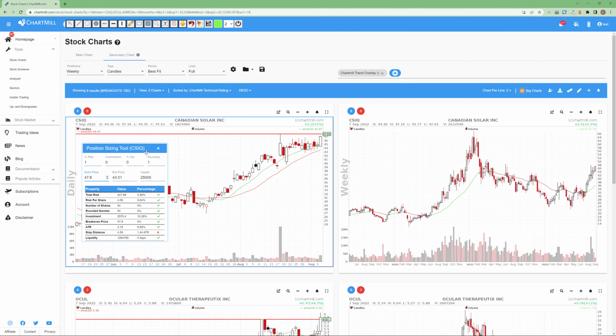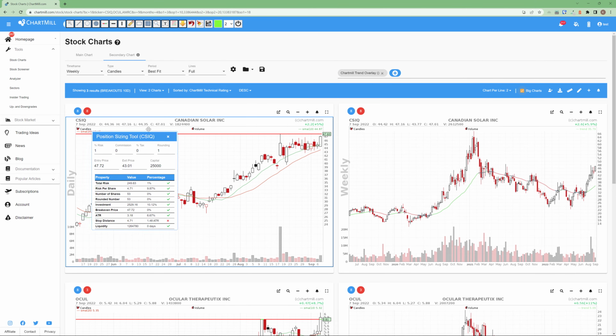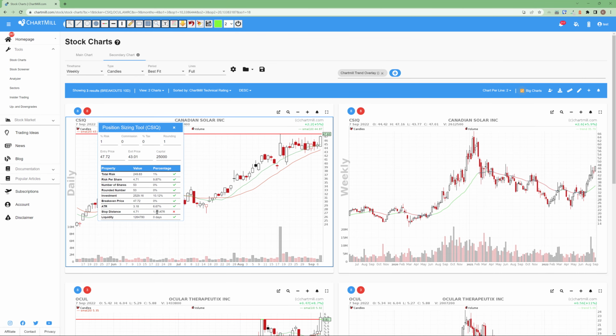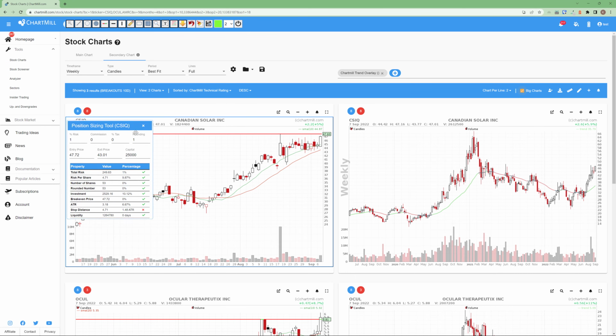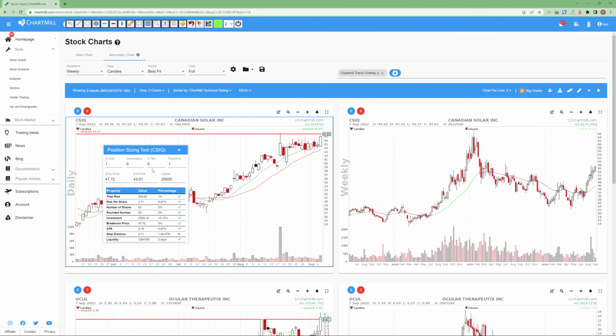So changing this to 7.2, for example. There is a warning for the stop distance, because the stop is only 1.5 the average true range, so 1.5 ATR, the stop distance. It will give a warning as long as the stop distance is below 2 ATR. So if you are a swing trader, you can change the exit price, for example 41.25. That's slightly more than 2 ATR.